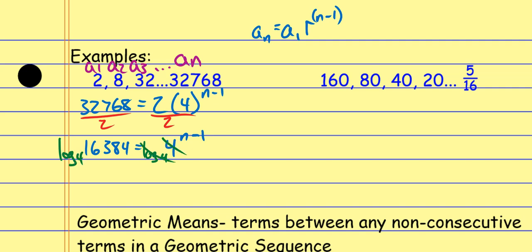Here, these cancel. I get n minus 1. Well, over there, the log base 4 of 16,384, that's a job for my calculator. I could plug that into the calculator, doing the natural log of 16,384 divided by the natural log of 4, and I get a 7. So we get 7 equals n minus 1. And now I would have to add the 1 over to the other side, and I get n equals 8.